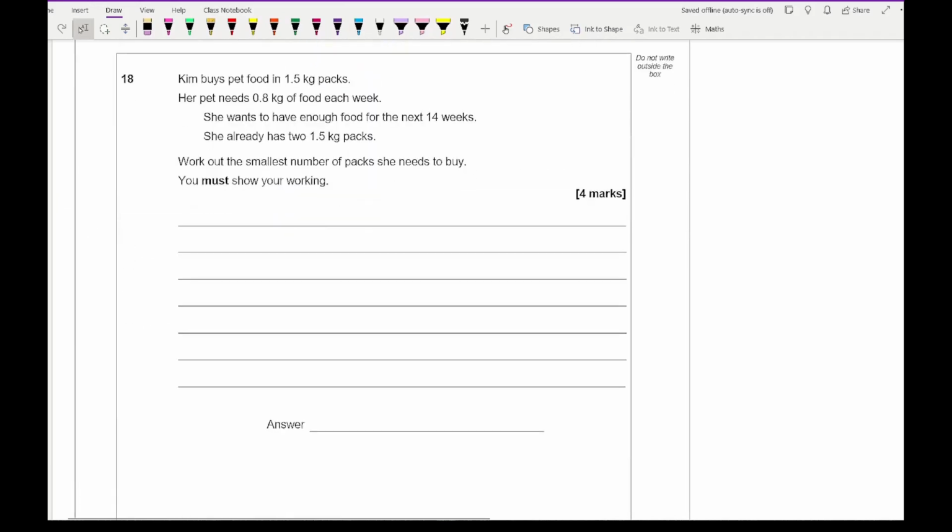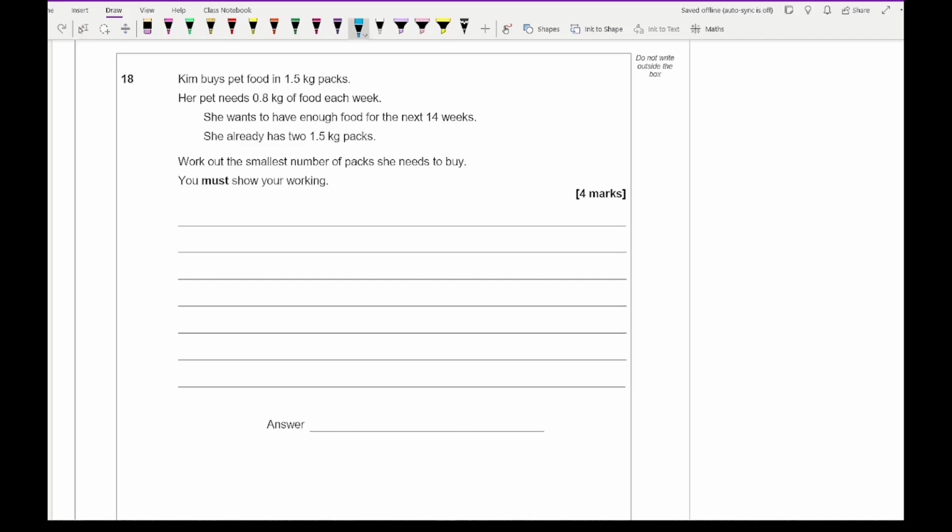So the next question, 18, says Kim buys pet food in 1.5 kilogram packs. Her pet needs 0.8 kilograms of food each week. She wants to have enough food for the next 14 weeks. She already has 2 1.5 kilogram packs. Work out the smallest number of packs that she then needs to buy.